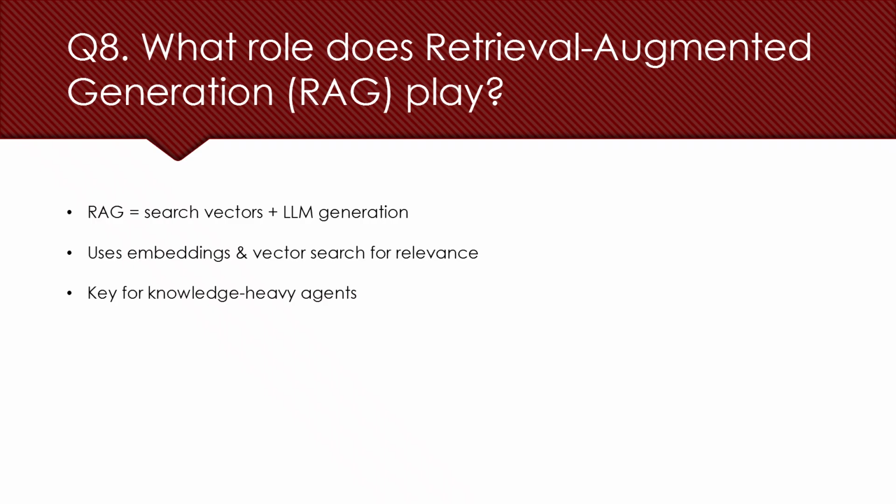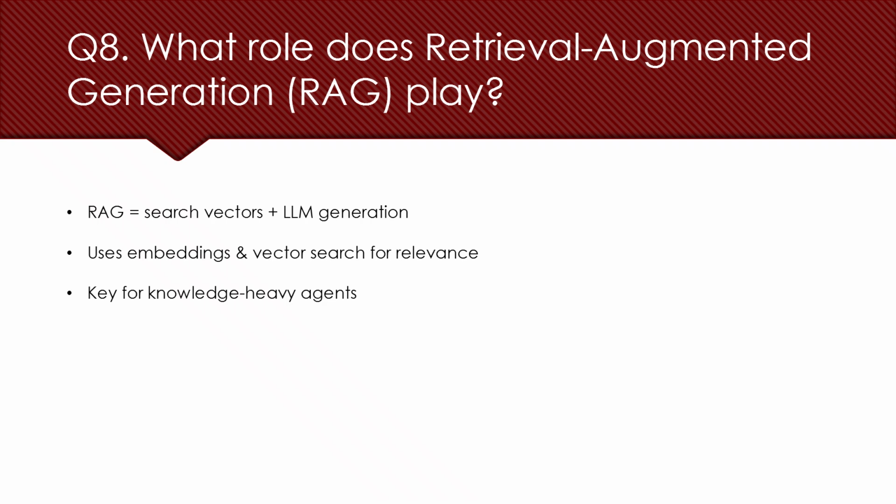RAG is widely used in Copilot agents that answer policy questions, search internal knowledge bases, or product domain accurate output. As a developer, we will tune embedding, similarity thresholds, chunk sizes, and citation strategies. So RAG plays a very good role in terms of the Copilot or Copilot Studio or Copilot agents.